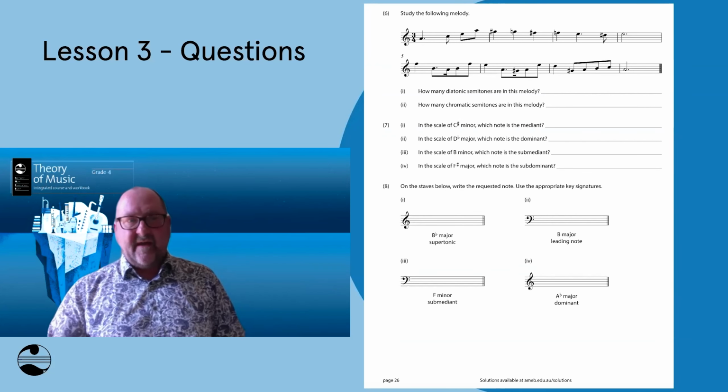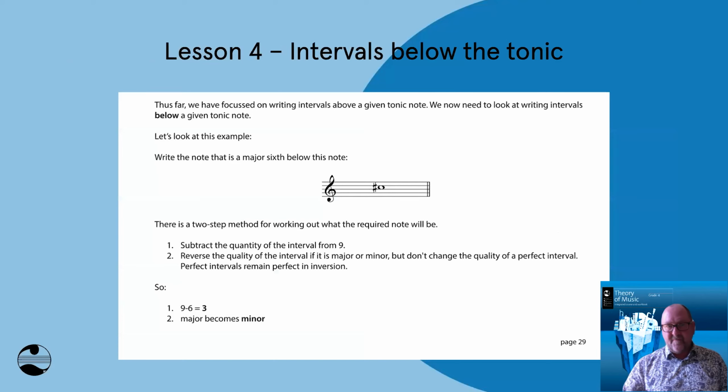Anyway, so yeah, we can move along now to lesson 4, intervals. Now I will say that in the development of this book, all of the people proofing the book sort of descended into a great big, somewhat heated discussion about what intervals should actually be included in grade 4 theory.